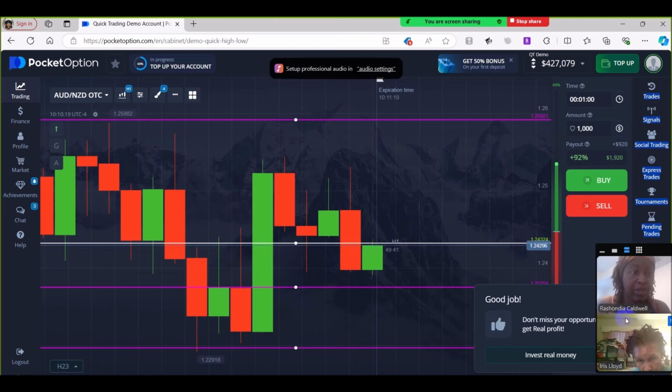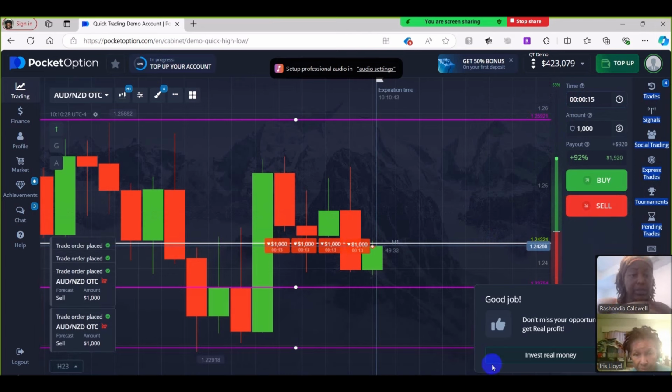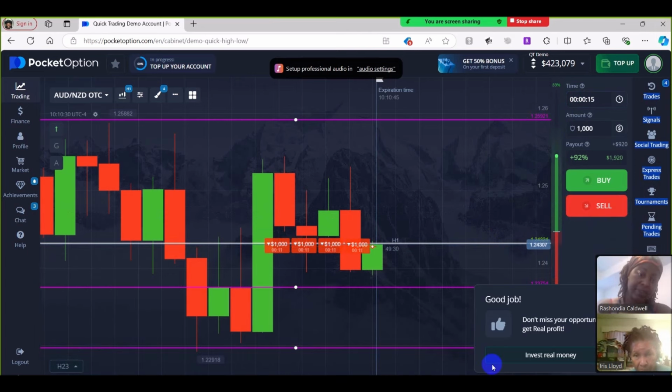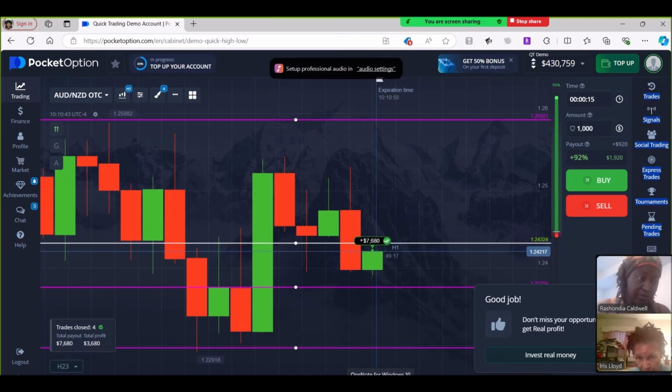You see, like right here. Now it's getting ready to drop back down. It done came up here. Mm-hmm. Let's put it at 15 seconds. Let's see what's going to happen in 15 seconds. Are you going to drop down? Drop down. Off of this white line.